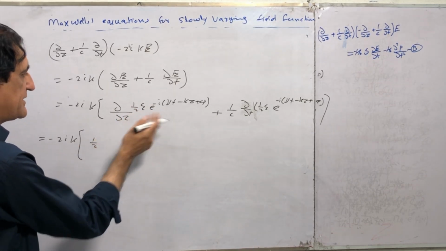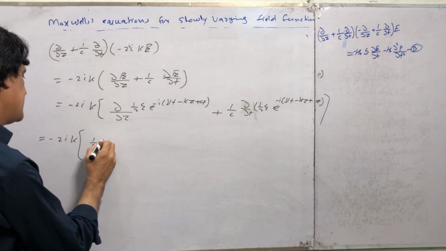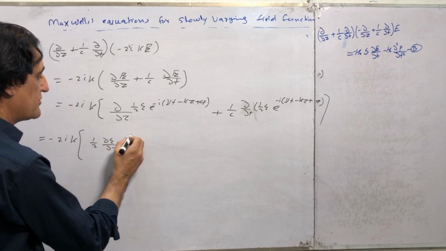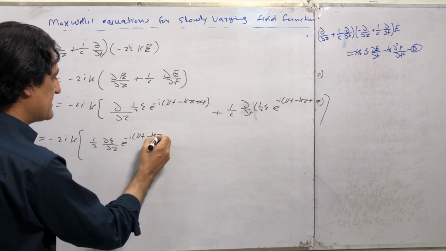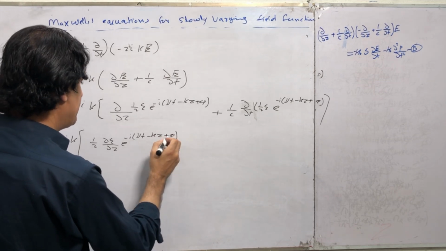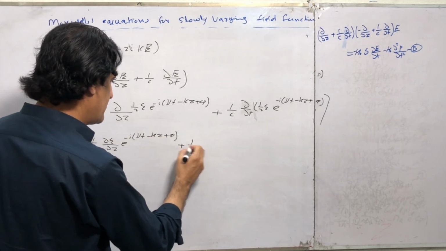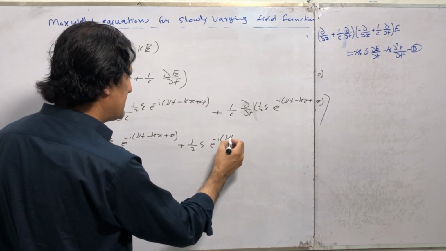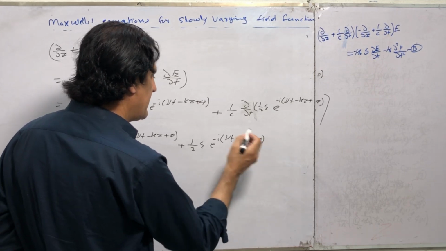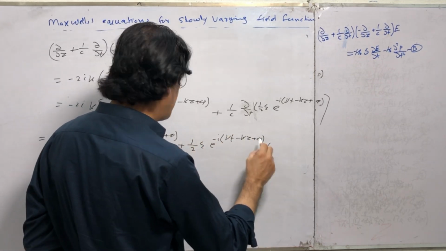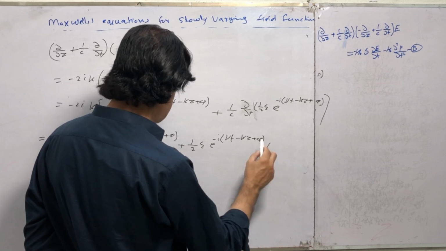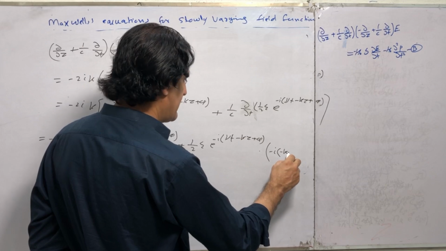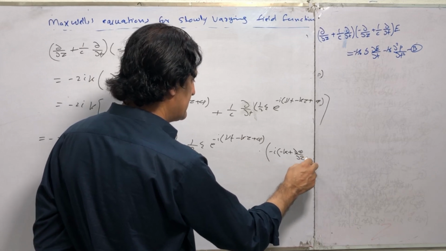Similarly, we can differentiate partial e divided by partial z, e to the power minus iota nu t minus kz plus phi, and plus 1 over 2 e to the power minus iota nu t minus kz plus phi, and the differentiation of the power with respect to z is minus iota, and we have minus k plus partial phi divided by partial z.